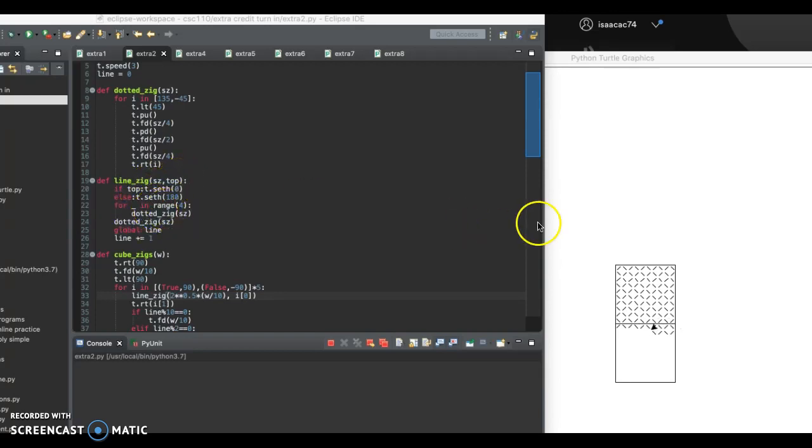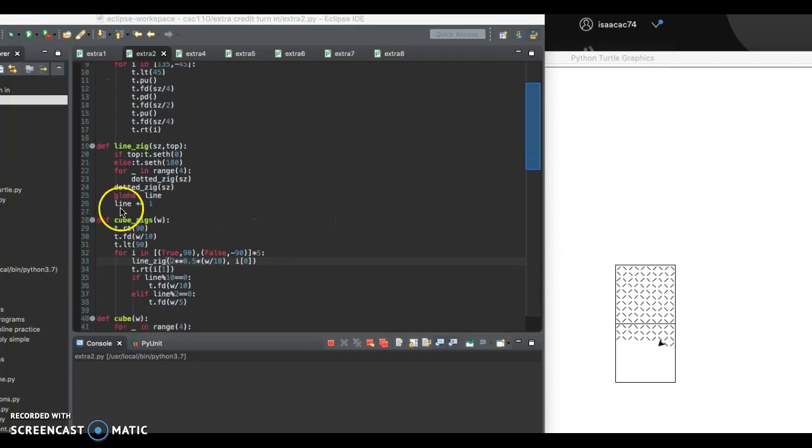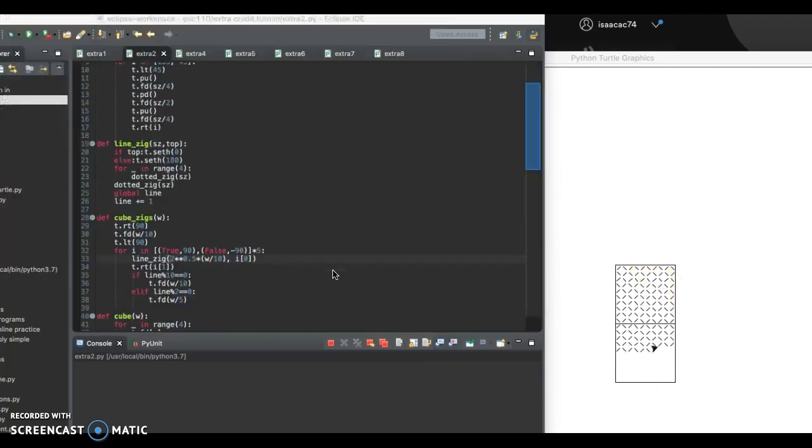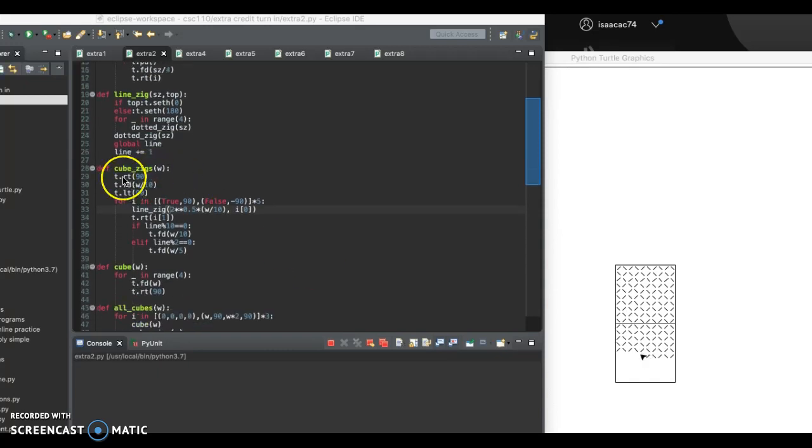And otherwise it just draws 5 dotted zigs. Oh, and adds one to the global variable line, so it can keep track of where it is on the pattern.